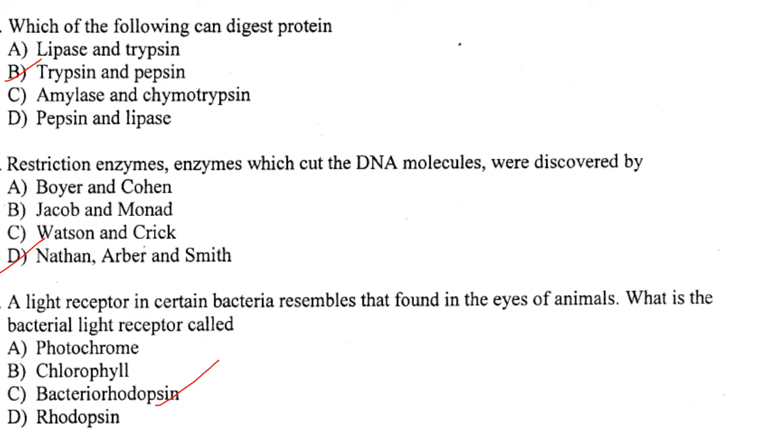Answer is option D. A light receptor in certain bacteria resembles that found in the eye of animals. What is the bacterial light receptor called? This is also a repeated question. It is bacteriorhodopsin. Answer is option C.